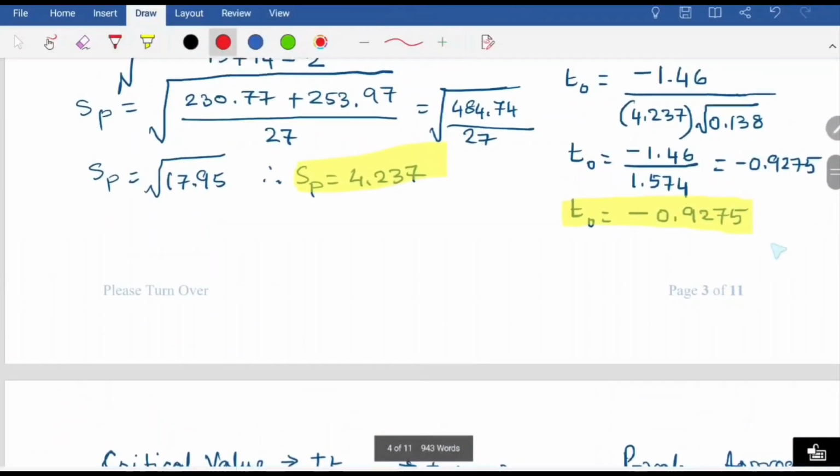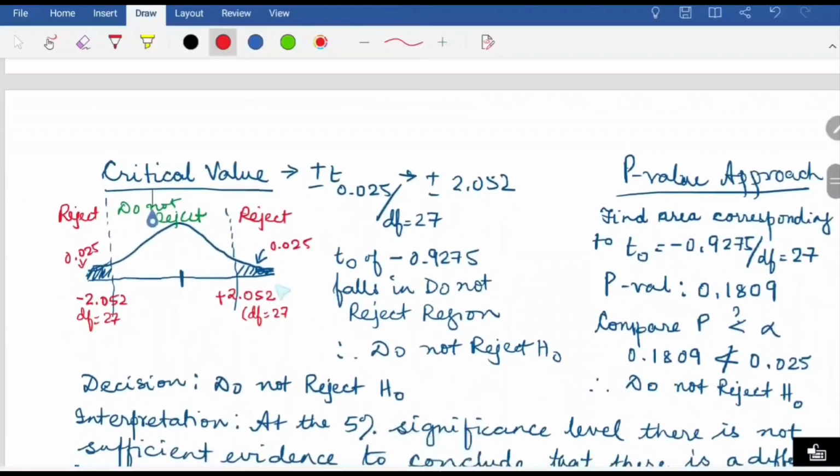So here's our T sub 0 value. We use the critical value approach here. First find the critical values. They'll be on both sides. It'll be plus minus. If it's a two-tailed test, make sure you write your critical values as plus minus. And then bring your test statistic, which is negative 0.9275. See where it falls. It's going to fall somewhere here.